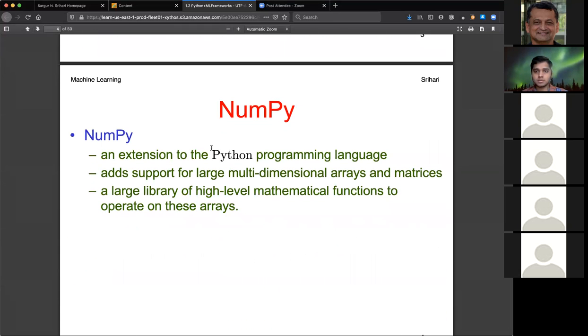And something called Numpy, you will have to import that. Numpy is an extension to the Python programming language. It adds support for large multidimensional arrays and matrices, and a large library of high-level mathematical functions to operate on these arrays. Okay, so it's got ready-made mathematical functions. You know, why do we need these functions?